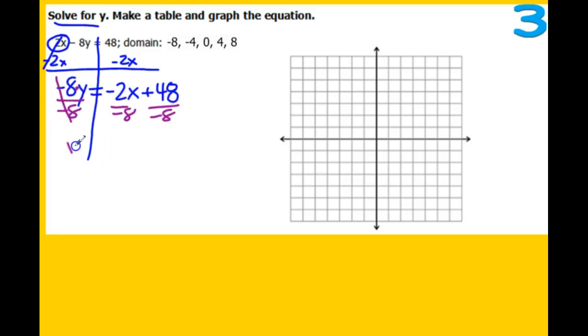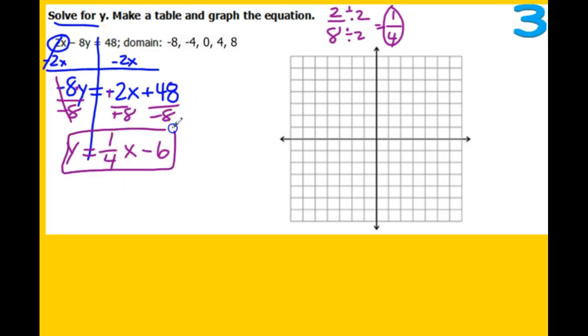So 8 over 8 cancels out. 2 negatives here make a positive. 2 over 8, we can simplify 2 over 8 if we divide by 2. That's really 1 over 8 divided by 2 is 4, so 1 over 4 x. And then negative and positive, those don't get along. 48 divided by 8, well, what times 8 is 48? 6 times 8 is 48.